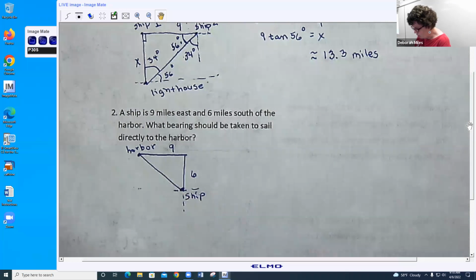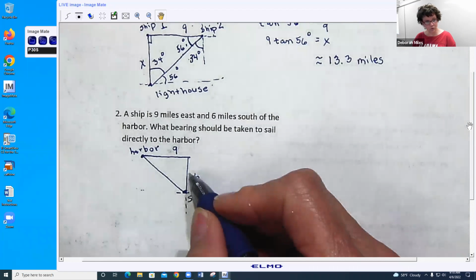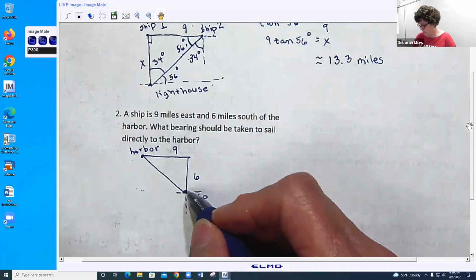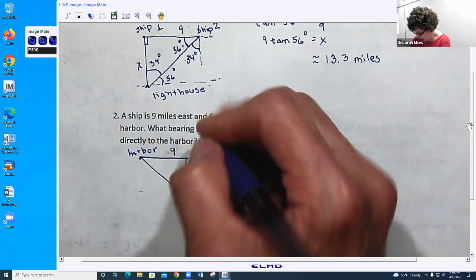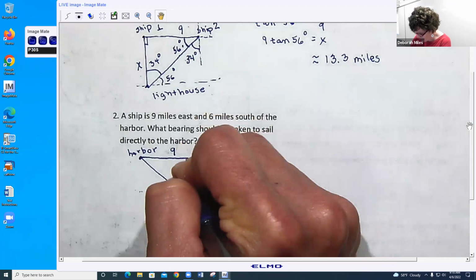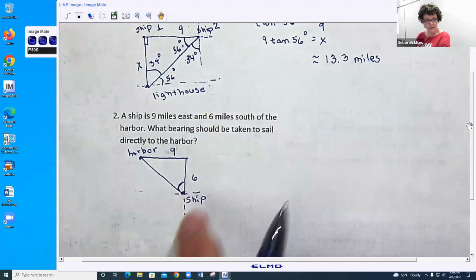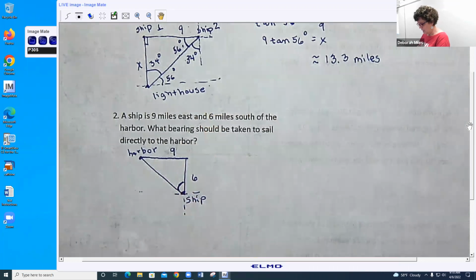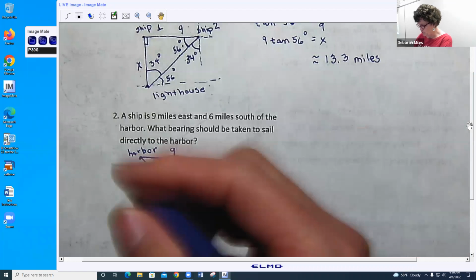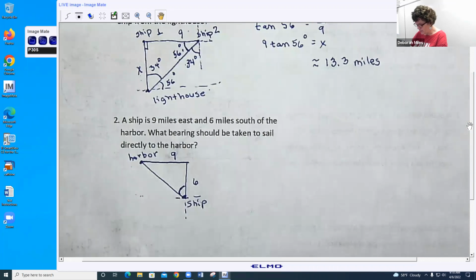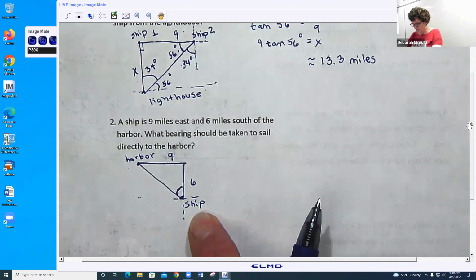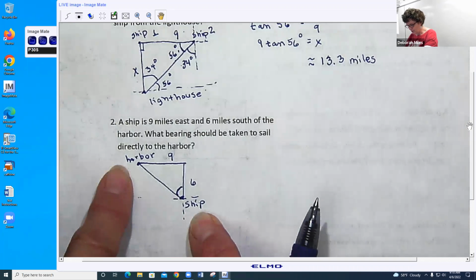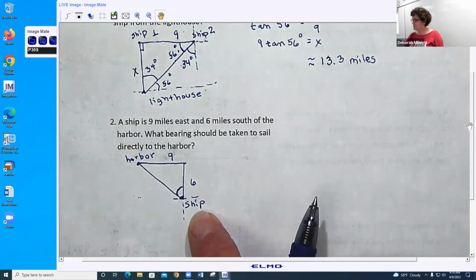My bearing is always with respect to a north-south line. So this is the angle I'm looking for. It's with respect to north. I know that my first letter in the instructions is going to be north, and that makes sense. If the ship is south of the harbor, it's going to have to sail north. But I want to know what the bearing is.